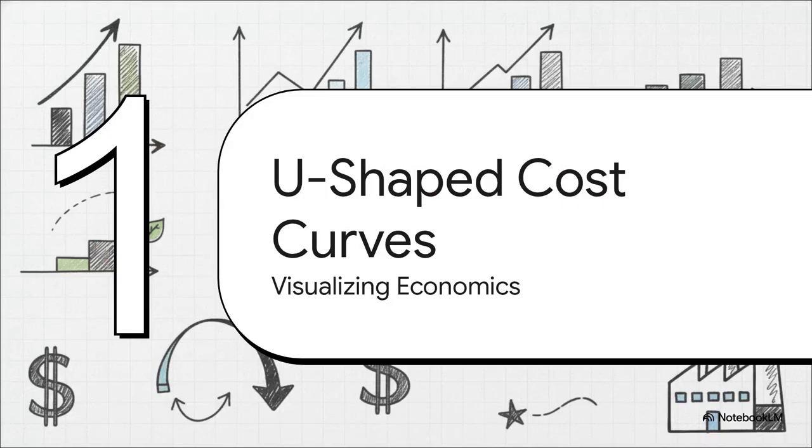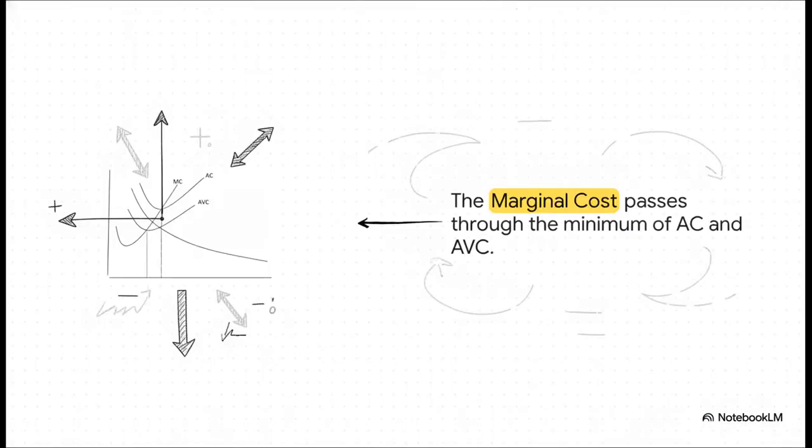Section 4. The U-shaped cost curves. Let's visualize the economics. So why exactly do these per unit cost curves always look like a giant U? Well, think about the marginal cost curve. Notice how it swoops down and cuts perfectly through the absolute lowest minimum points of both the average cost curve and the average variable cost curve. That is not a coincidence. It is a mathematical certainty.